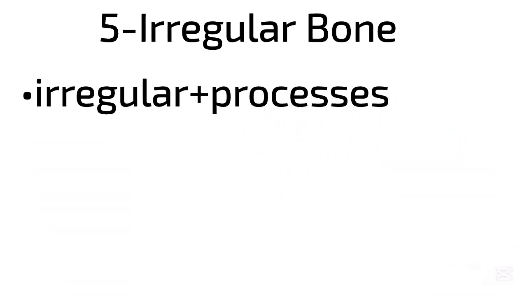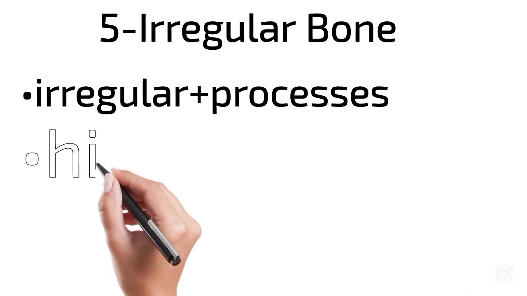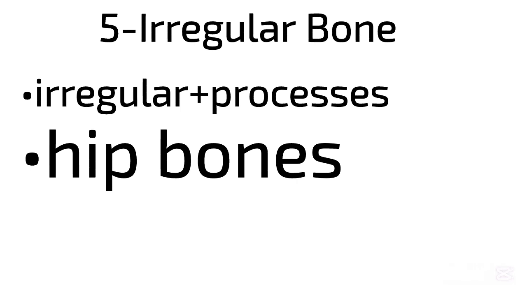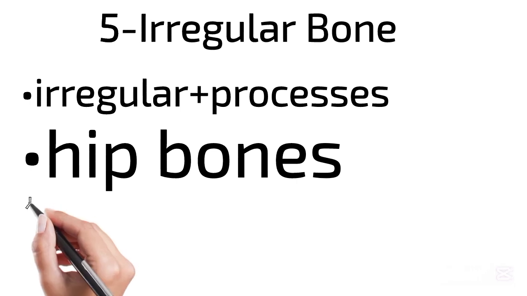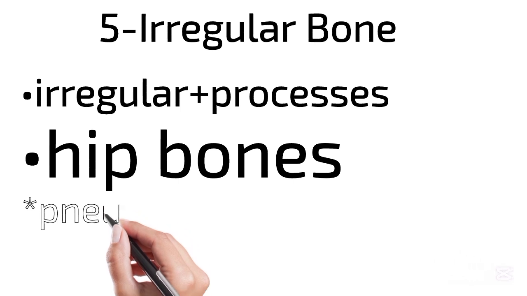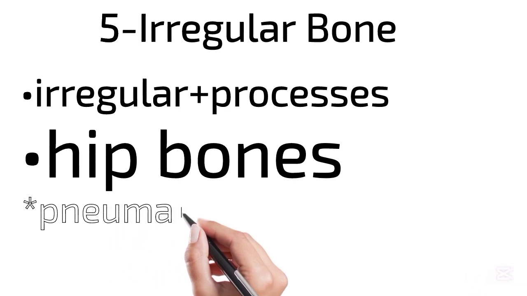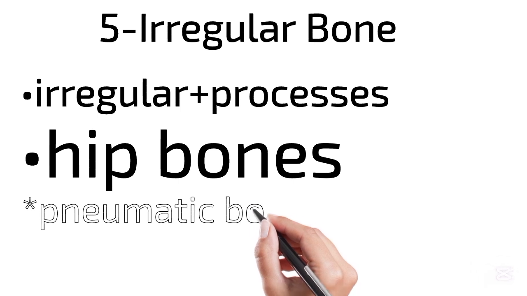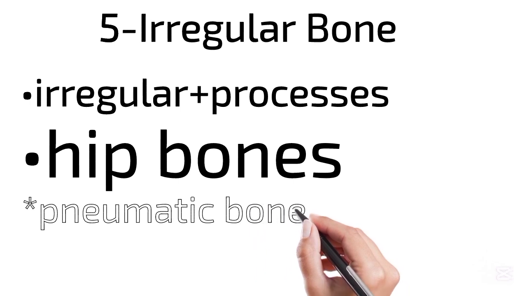like maxilla and zygomatic. We have pneumatic bones in this category, and these are the bones that have air-filled cavities, which are known as air sinuses or air cells. The best example of these bones are maxilla, ethmoid, and mastoid bones. They have a special function: they make our skulls lighter and give resonance to our voices.